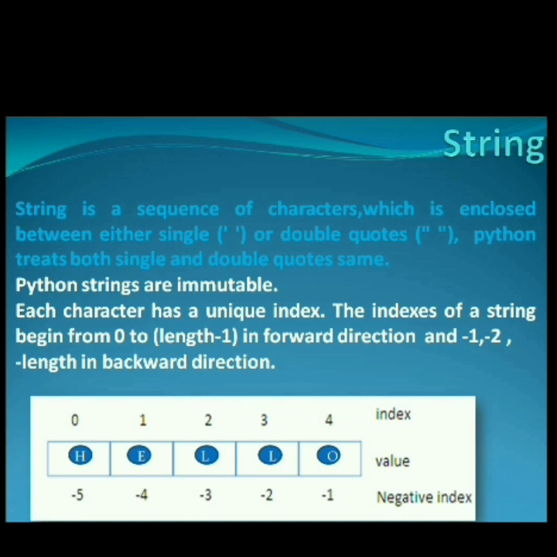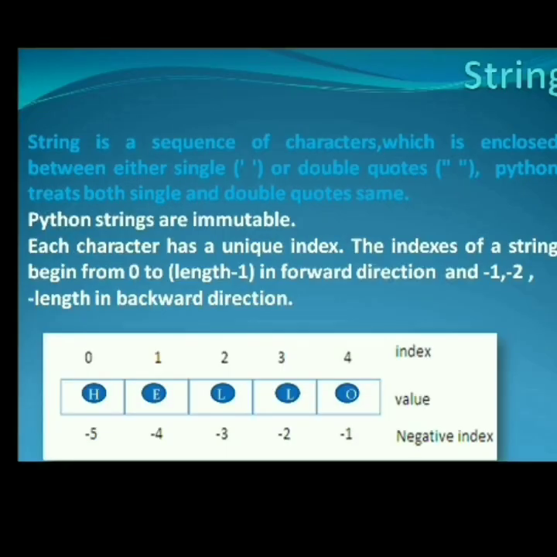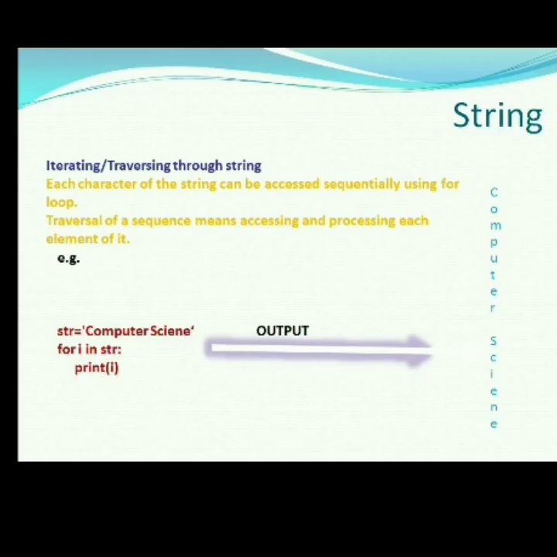Each character has a unique index, and the index of a string begins from 0 to length minus 1 in the forward direction, and -1, -2, up to minus length in the backward direction. As you can see in the following example, the index starts from 0 and ends at 4, and the negative index starts with -5 and ends with -1.